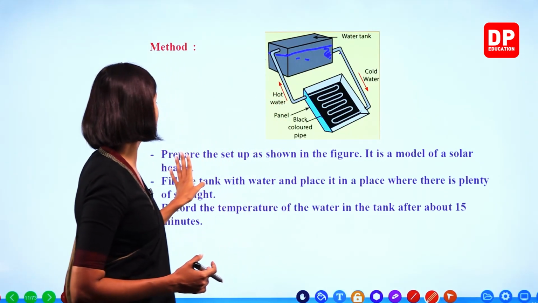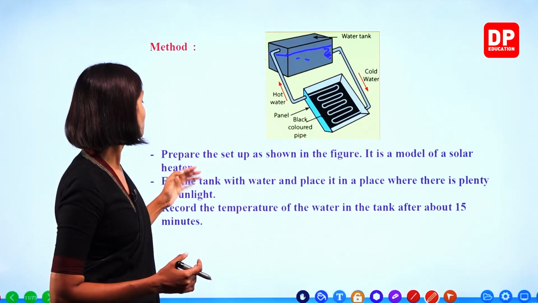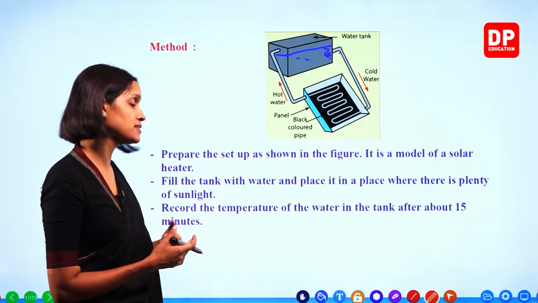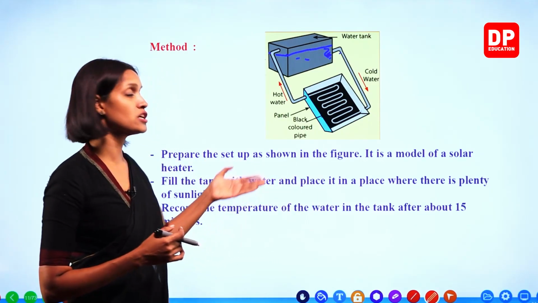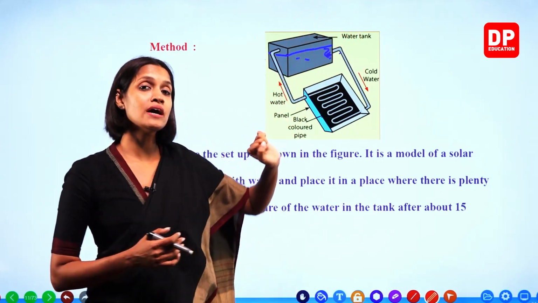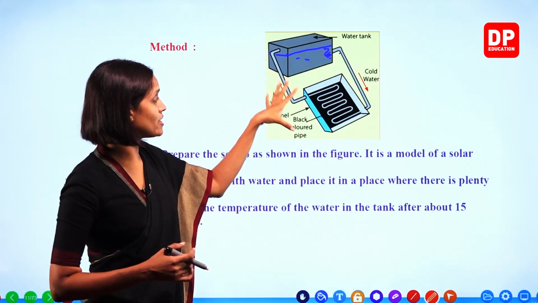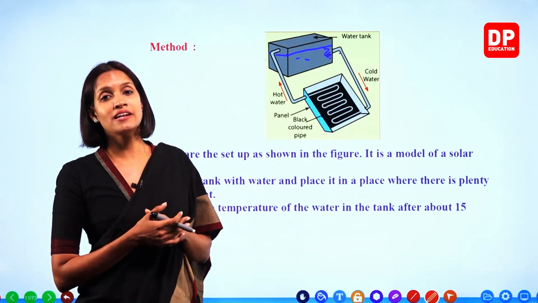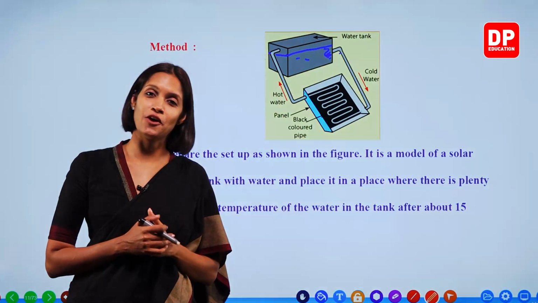Right, children? So here, prepare the setup as shown in the figure. It is a model of a solar heater. Fill the tank with water and place it in a place where there is plenty of sunlight, right? Record the temperature of the water in the tank after about 15 minutes. So when I'm doing this activity, before I fill this tank with water, I'm going to measure the initial temperature, and after about 15-20 minutes, I'm going to measure the temperature again, and then we can come to a conclusion. Right, children? We'll do this activity now.